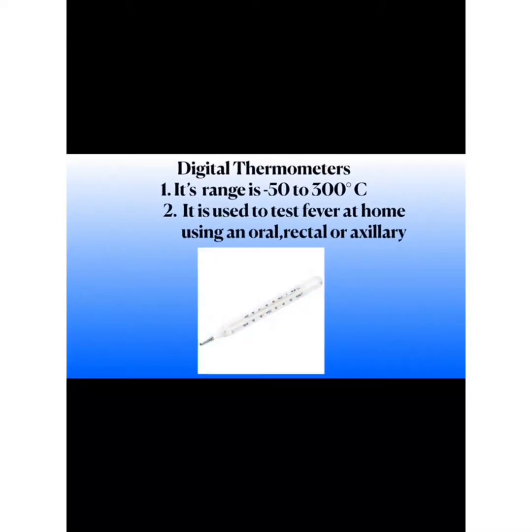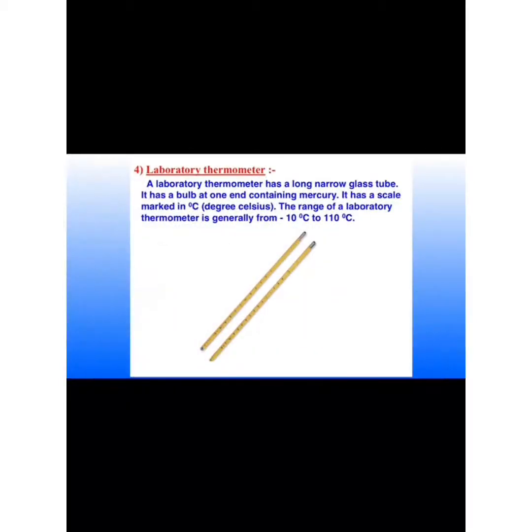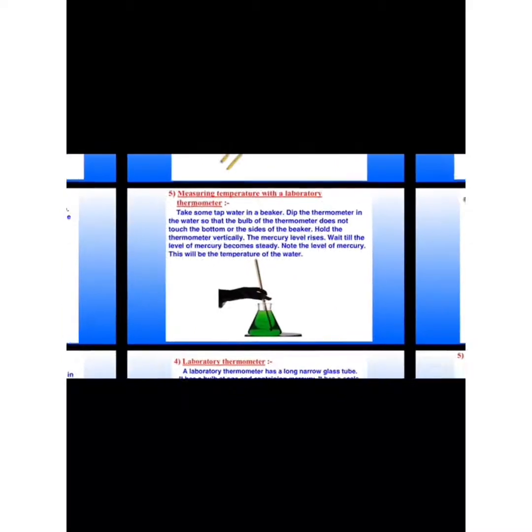Digital thermometer. Its range is -50 to 300 degrees Celsius. It is used to test for fever at home, using oral, rectal or axillary methods. Now, laboratory thermometer. It also has a long narrow glass tube. It has a bulb at one end which contains mercury, and its range is -10 to 110 degrees Celsius. It means it can measure from -10 to 110 degrees Celsius.